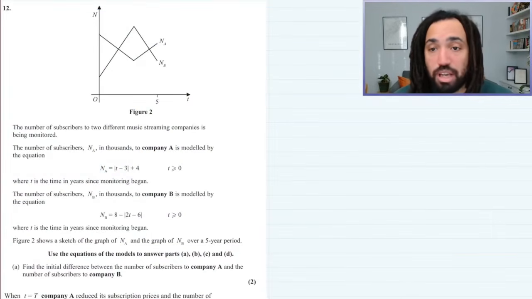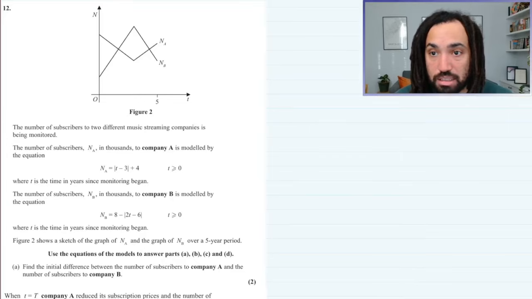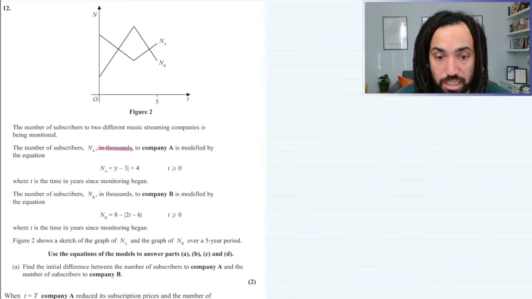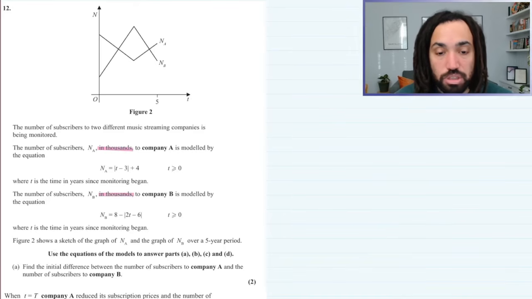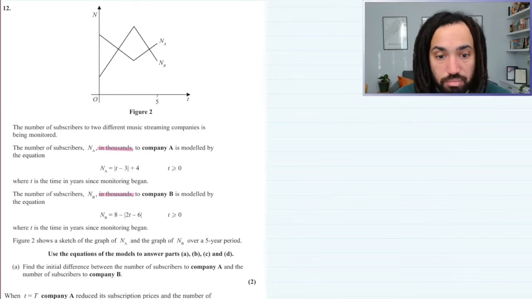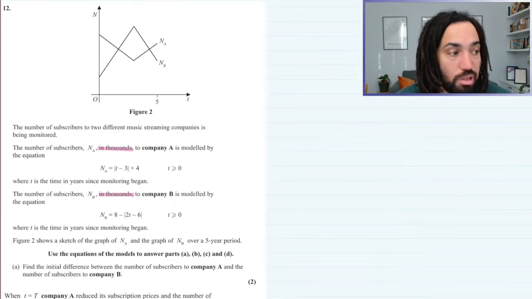Beautiful. Okay, we've got a modulus question, and importantly, it says that the number of subscribers are in the thousands, so make sure you highlight that. We've got two different lines on there. Now what I'm going to do is I'm going to colour them blue for this first one. So NA I'm going to colour blue.